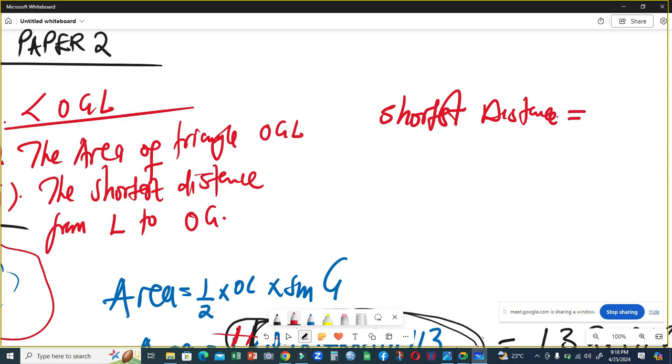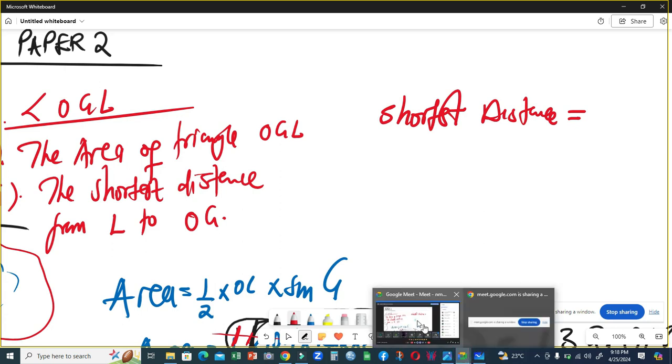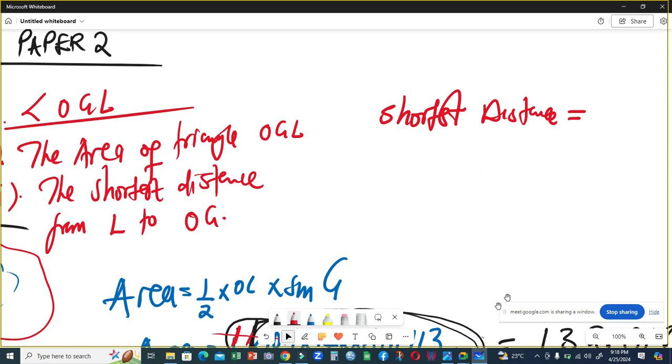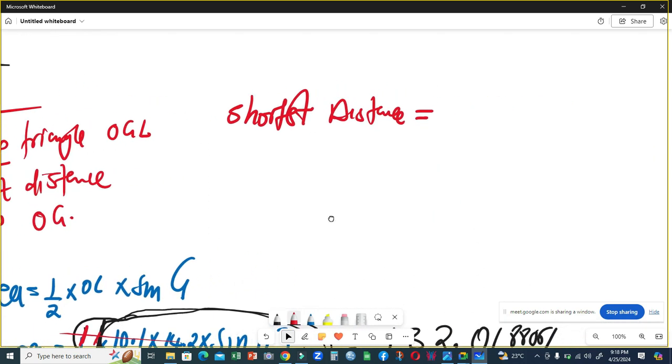is equal to, okay, let me do this. Let me start from where the formula is coming from so that you can appreciate, if you don't mind. I know you just want to. Huh? Madam Faustina? Okay, okay. I understand your point, guys. Okay. So shortest distance is equal to 2 times the area.